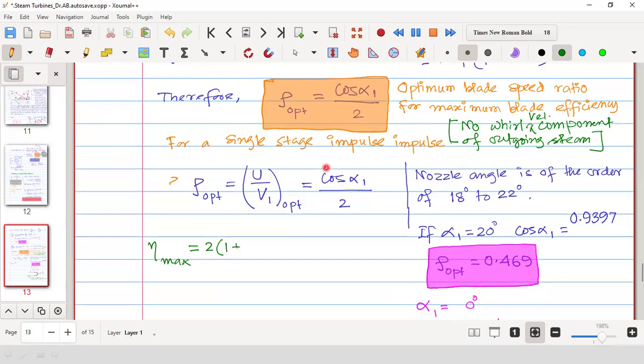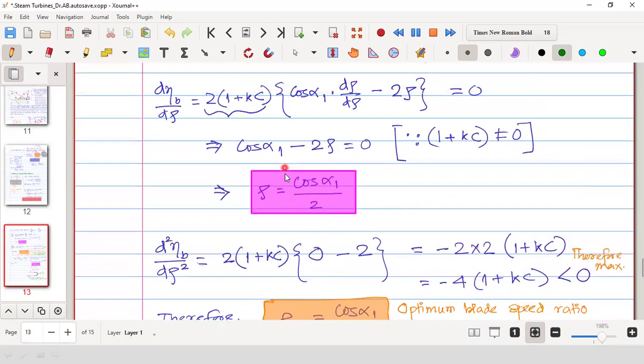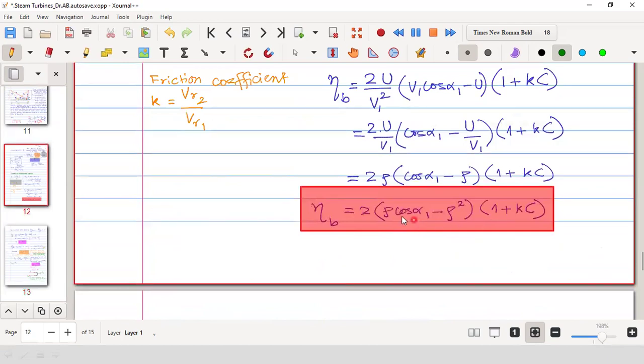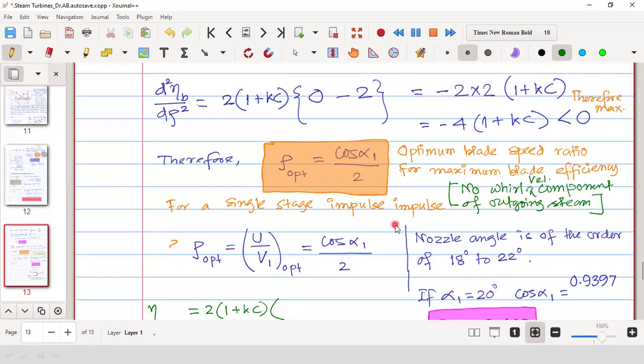1 plus kc multiplied by. Okay. So rho optimum is equal to cos alpha 1 by 2. Therefore, what is the value of that? Rho cos alpha 1 minus rho square. So rho is equal to cos alpha 1 by 2. Therefore, it is rho into cos alpha 1 is equal to.